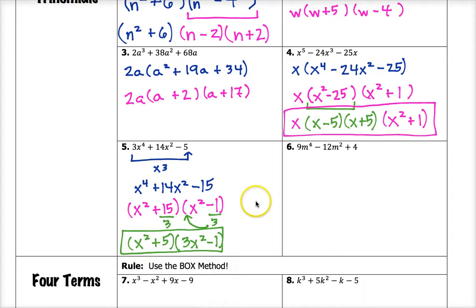Okay, number 6, 9m to the fourth minus 12m squared plus 4. No GCF for this one. So again, slide your 9 over, and this becomes m to the fourth minus 12m squared plus 36.